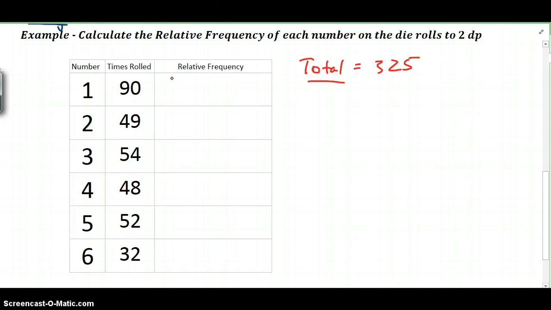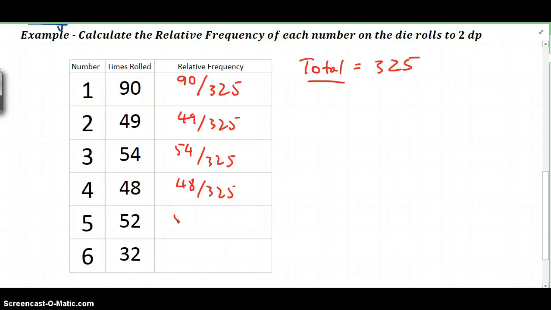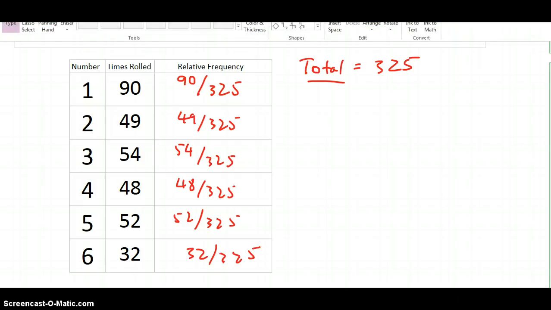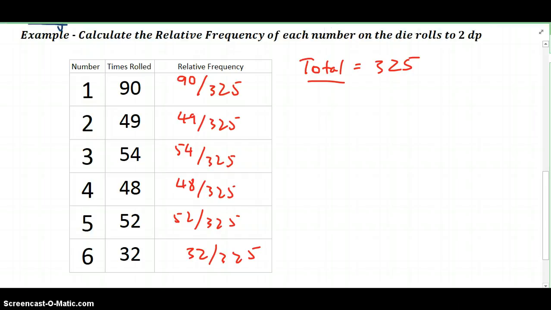So the relative frequency for number 1 is 90 out of 325. This one is 49 out of 325. This one is 54 out of 325. This one's 48 out of 325. 52 out of 325. And this is 32 out of 325. So I'm just going to take it a step further. I'm going to represent these particular fractions as decimals so that we can compare each of these rolls.